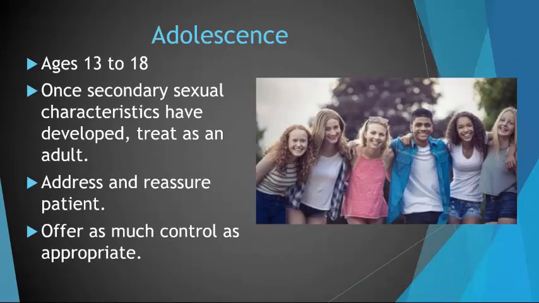Adolescents, this is ages 13 to 18, and this is going to be a very difficult age group to deal with. Teens are struggling with independence as well as social and personal issues. Once secondary sexual characteristics have developed, such as breast or facial axillary hair, they treat an adolescent as an adult. As they're getting older, their vital signs are going to start assimilating more into adult as well. Their physiology is going to assimilate more into that of an adult, but their thought processes are not that of an adult.